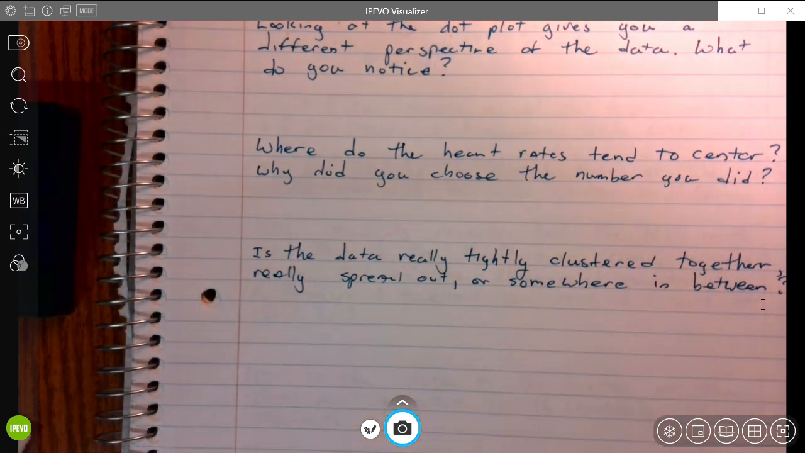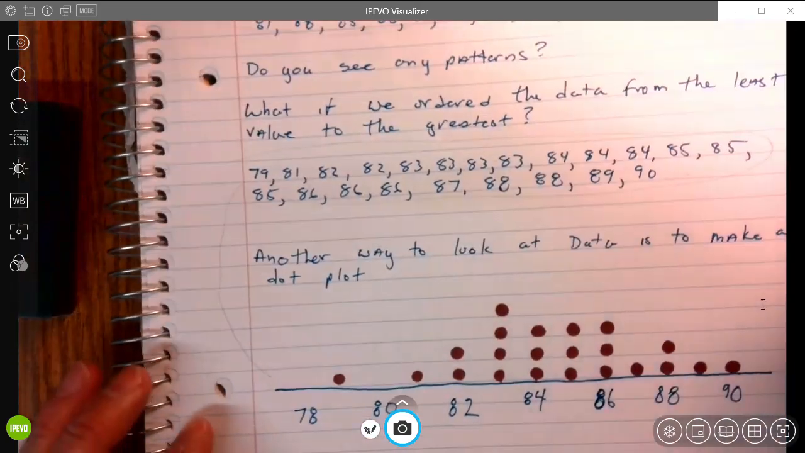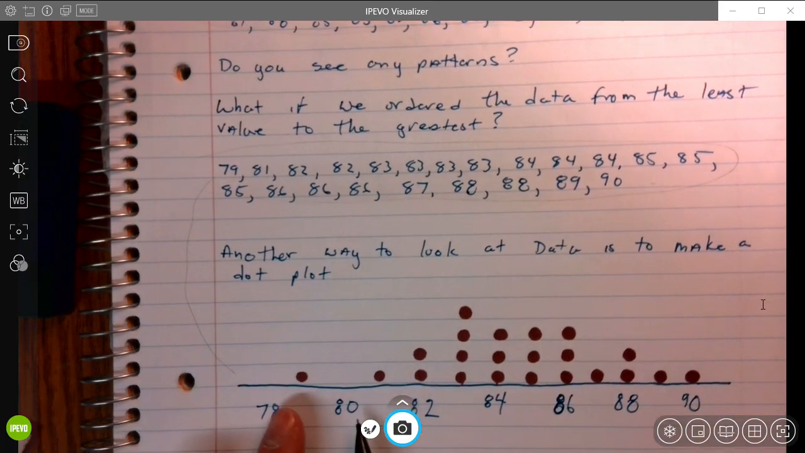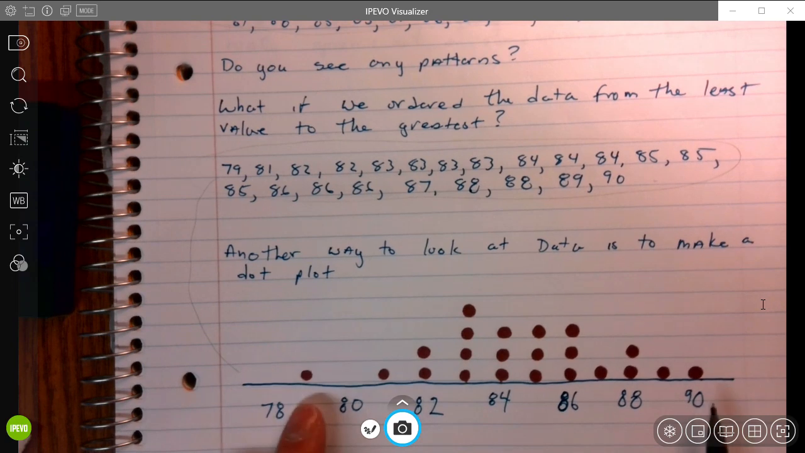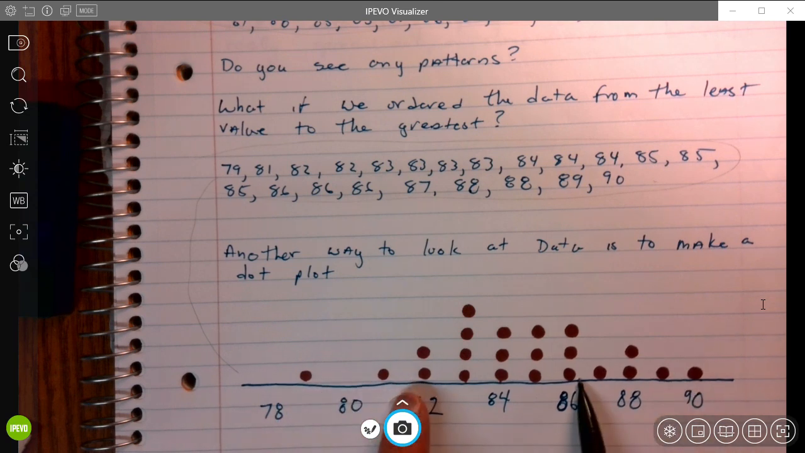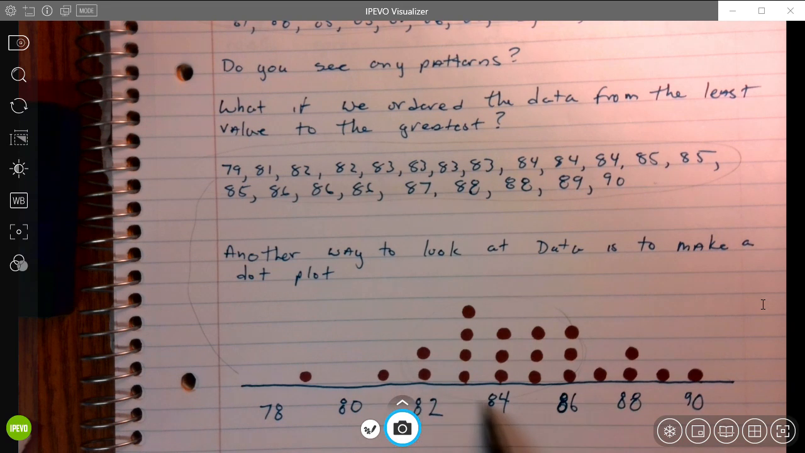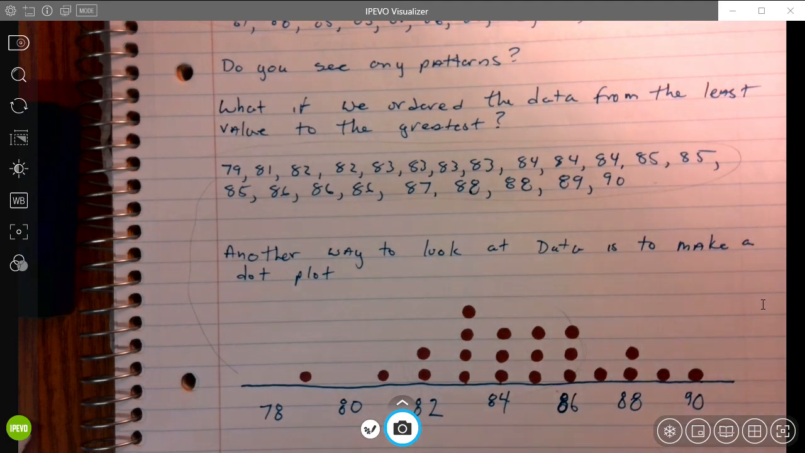Think about that. Are the heart rates on this dot plot more or less similar? It goes from 79 to 90. So that's a difference of 11 between 79 and 90, and all of them fall within that category. And if you shrunk this down even more, like with this cluster right here, the vast majority of students fall between 82 and 86. So would you say that this is really tightly clustered, really spread out, or somewhere in between?